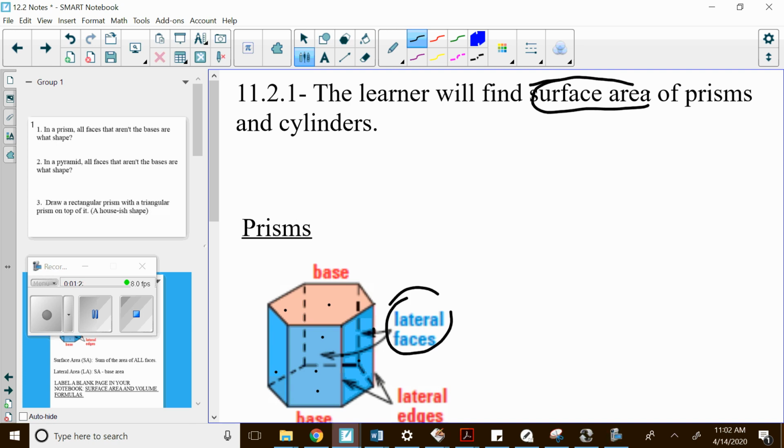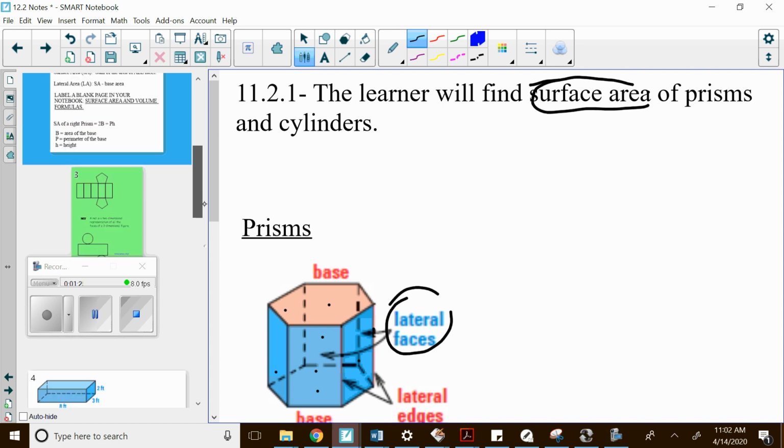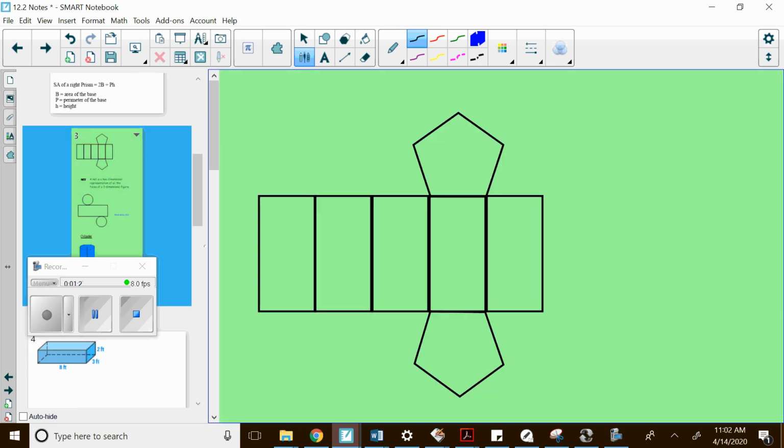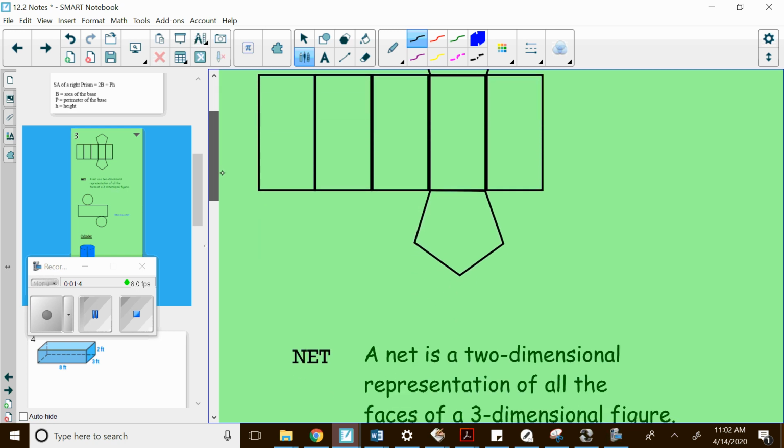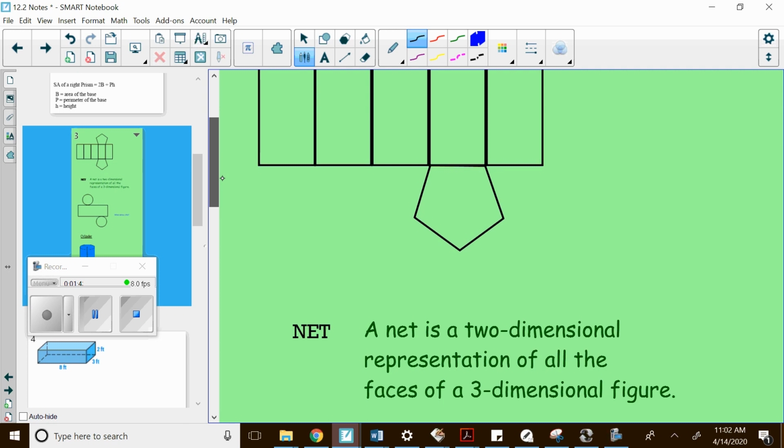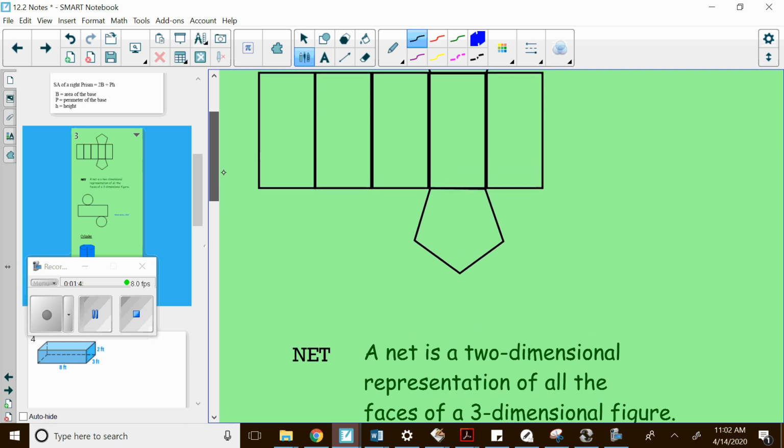Okay, and so if you understand surface area a little differently, then what you could look at is you could take a three-dimensional object and just flatten it into two-dimensional shapes and just lay it out flat on like a sheet of paper or something. And this, by the way, is called a net. A net is a two-dimensional representation of all the faces of a three-dimensional figure.